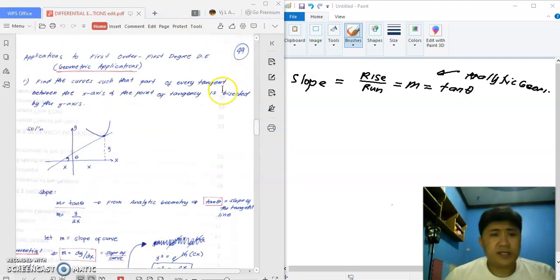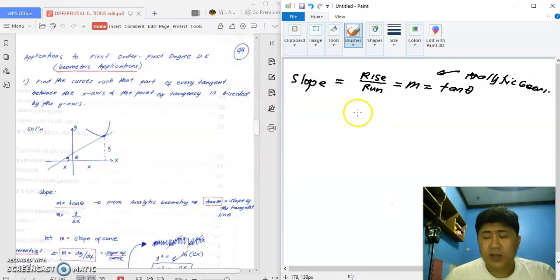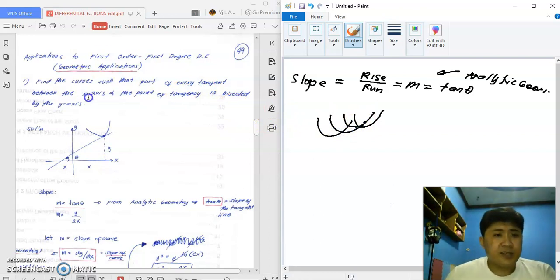So, the problem states: find the curve. From this, we could say that we have a family of curves. We can have as many curves as we want, right? We don't know what curve this problem is talking about. So let's just make a general assumption. Let's say we have a curve here. And then it states: find the curve.